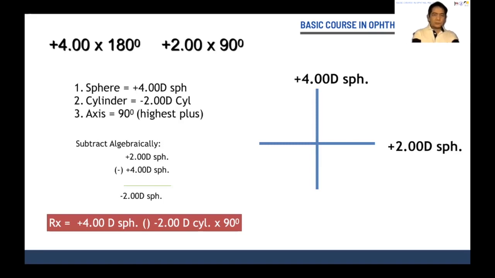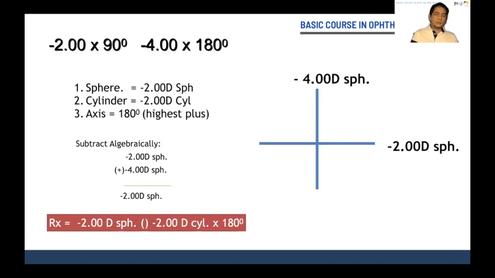So to get the spherical component, get the higher plus first, which is the plus 4. And then the cylinder power is the difference between the two powers, which is 2 diopters. To get that, you just subtract algebraically. When you do that, you change the sign of the subtrahend. That will now become minus. That's why it becomes minus 2. So the spherocylinder formula is plus 4 diopter sphere combined with minus 2 diopter cylinder. And your axis is the area of the highest plus, and that is the vertical. So the axis is 90 degrees.